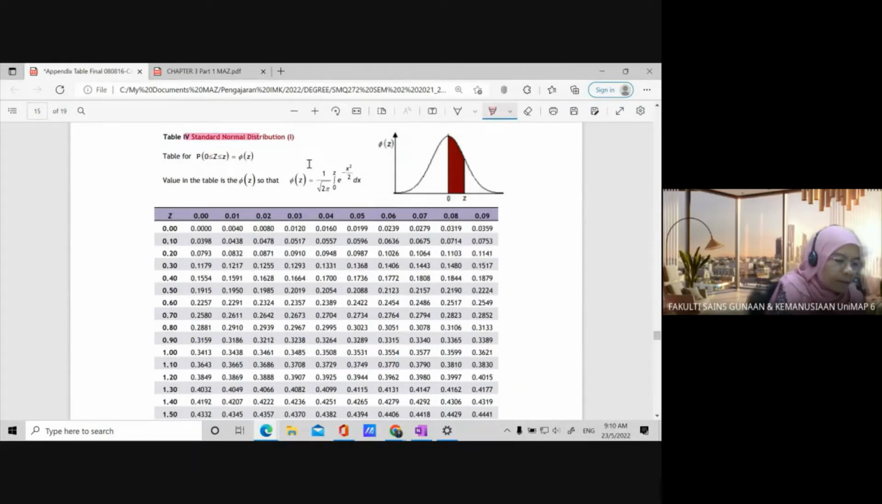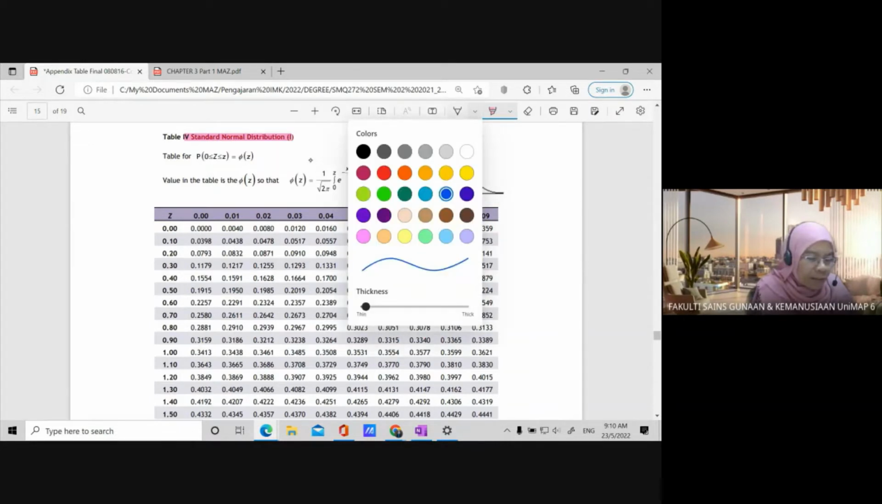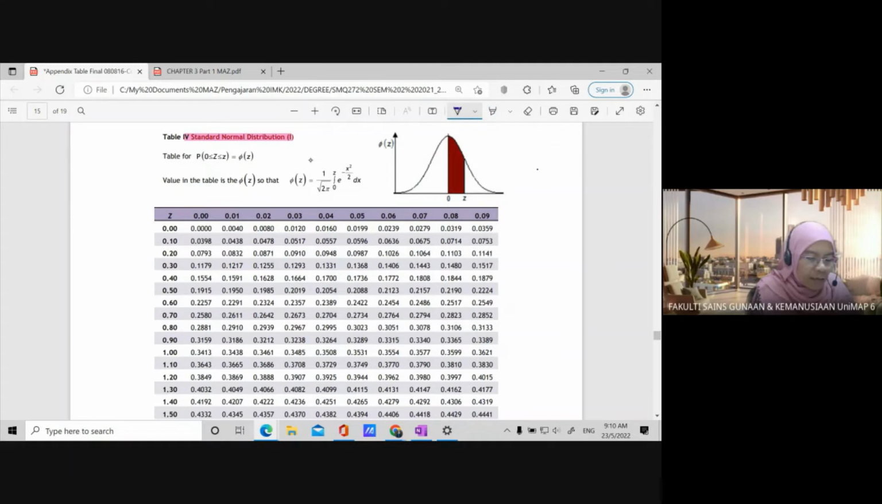Okay, this is the standard normal distribution. And what is the information given in your standard normal distribution? Remember, class, last time we said the curve will never touch the x-axis. In this case, more or less it looks like it touches the x-axis, but it does not. Actually, it does not touch the x-axis. So this is the x-axis.